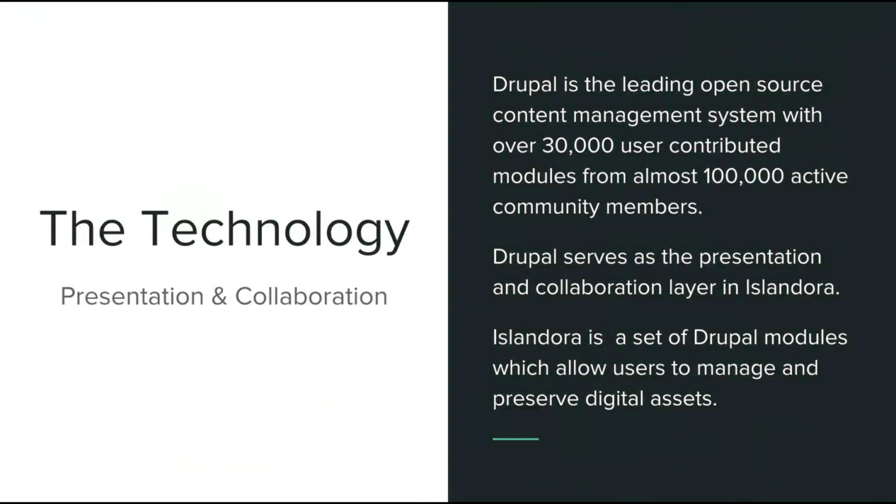Now we're going to go through a bit of a review of each of the core components, and we're going to start with Drupal. Many of you are likely familiar with Drupal. It is a leading open source content management system. It has over 30,000 user-contributed modules from almost 100,000 active community members. That's a lot of members. For those of you who are familiar with open source software, you'll know that active community is vital to the success of a project, and that can be said for Drupal. There are so many people invested in using Drupal, and that leads to ongoing development and success and sustainability.